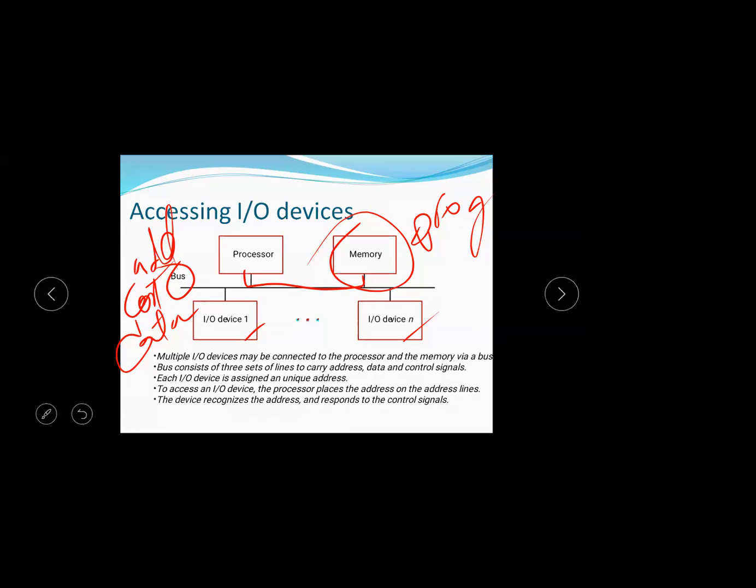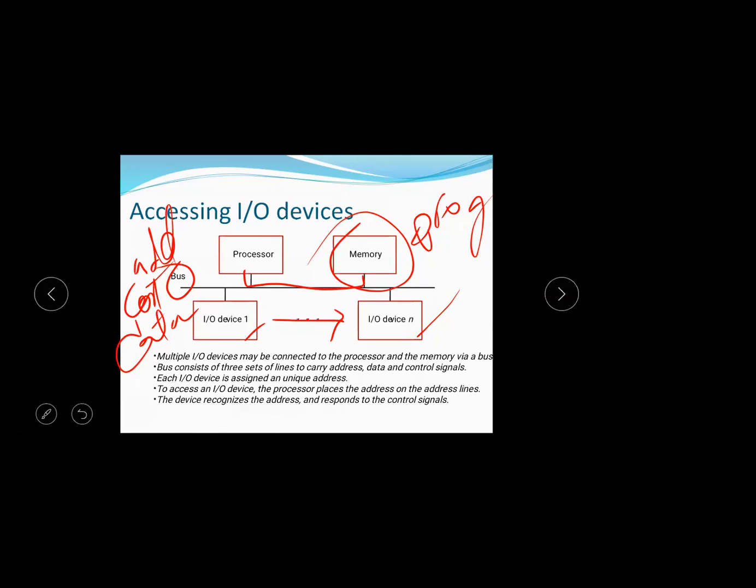Keyboard, printer, monitor, speaker, like that. We have connected so many devices at a time to the processor or computer. That's why we have shown n number of devices: IO device 1, IO device 2, and so on, up to IO device n.